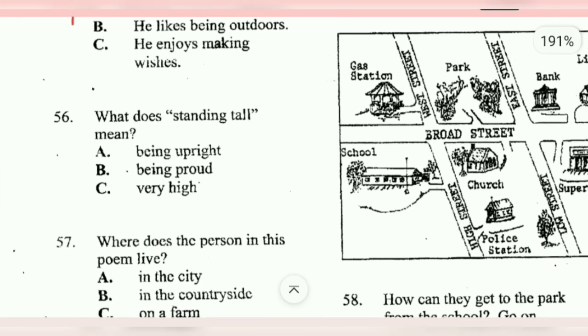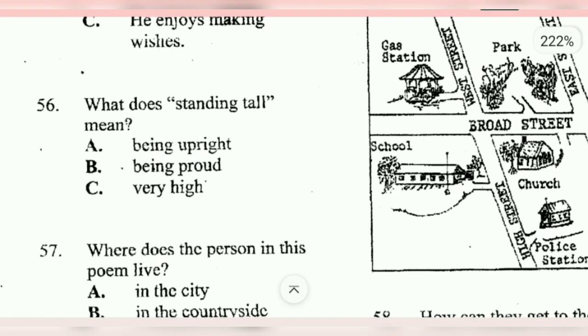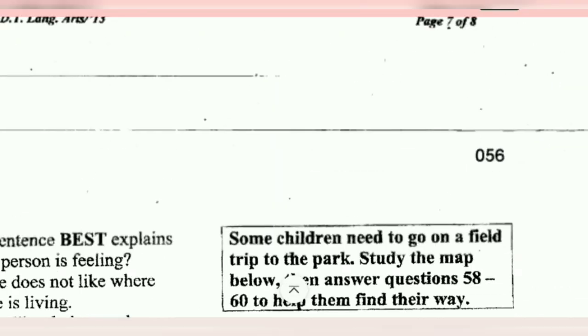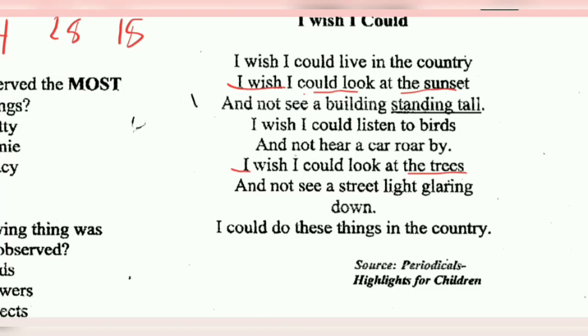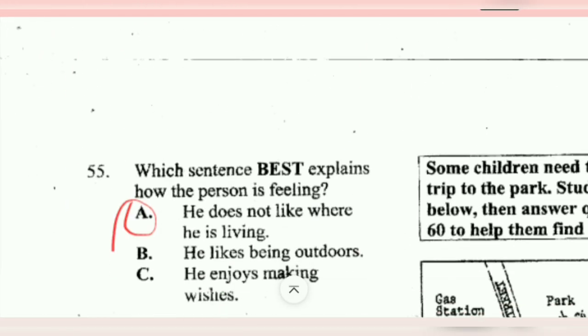56. What does standing tall mean? A says being upright, B says being proud, and C says very high. So high, very high building. See? Let's go again. Go back to the poem. And not see a building standing tall. So very high building, being high.